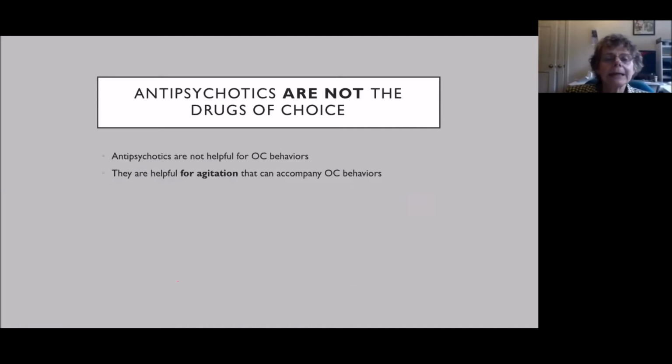A word about antipsychotics. Antipsychotics are not the drug of choice for obsessional compulsive behaviors. I'm going to say that again. Antipsychotics are not helpful for these behaviors. They are helpful for other symptoms that may accompany OC behaviors, for instance agitation, which can be associated with OC behaviors. So it's not wrong to use them with this symptom, but they aren't the first drug of choice.